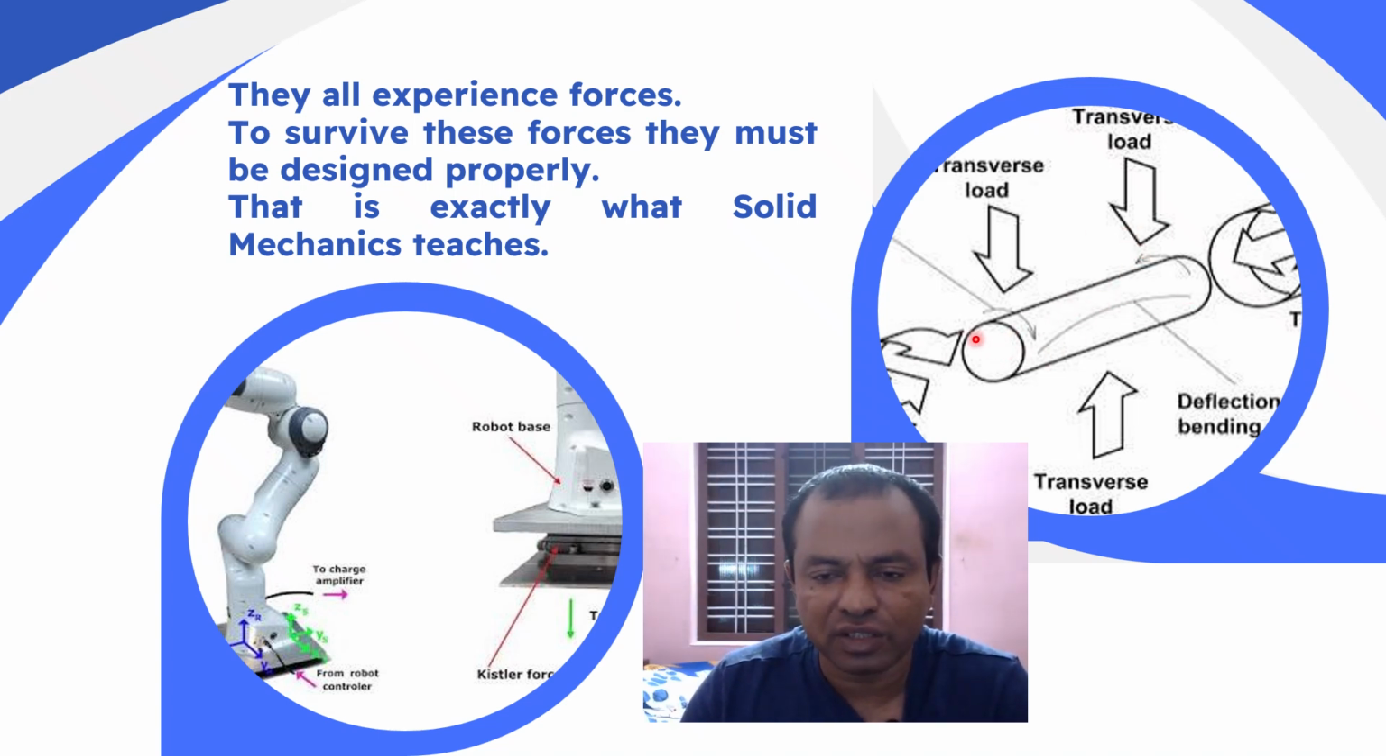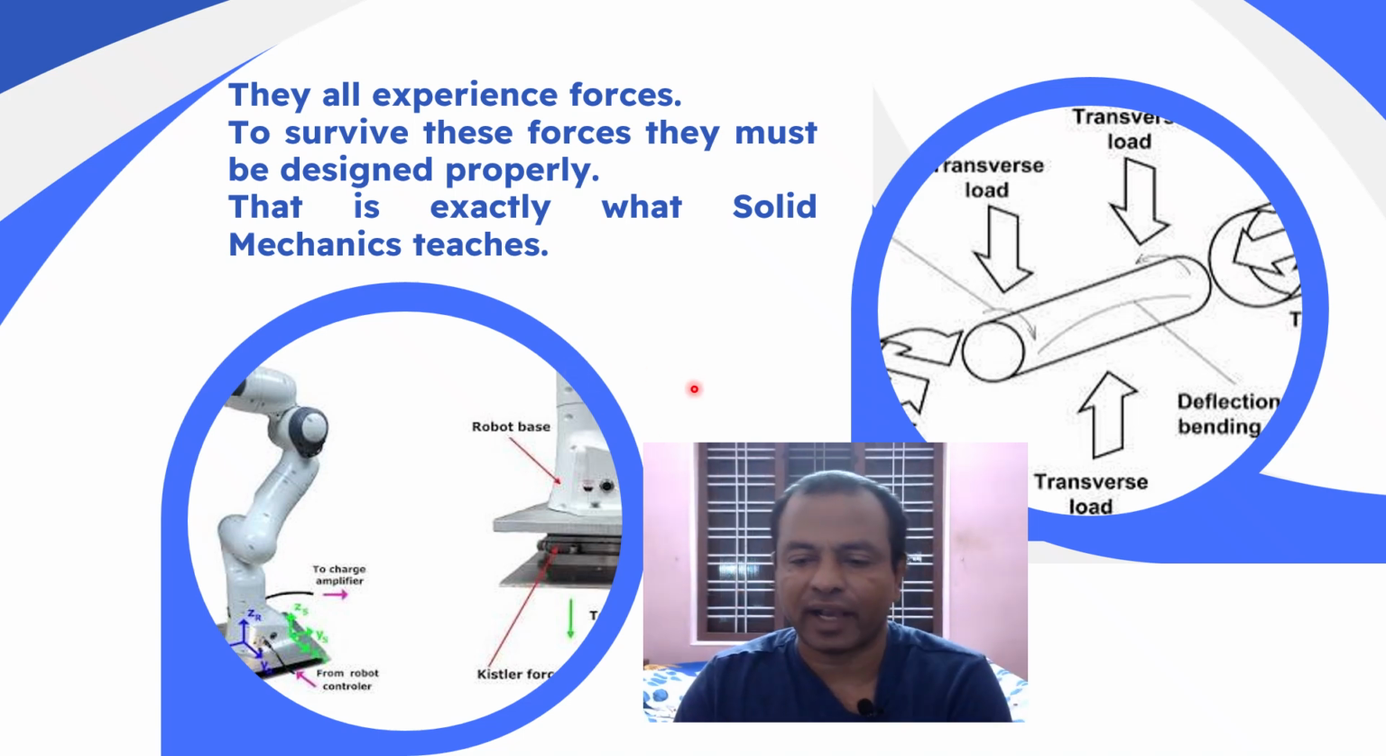The forces acting on these bodies are the same like the previous one we have seen, that is tension, compression, shear, bending, etc. Here we can see one body that is acted upon by transverse load, deflection, bending, etc. And here it's a robotic arm that is also experienced by different kinds of forces. So to survive these forces, they must be designed properly. So that is exactly what solid mechanics teaches us.